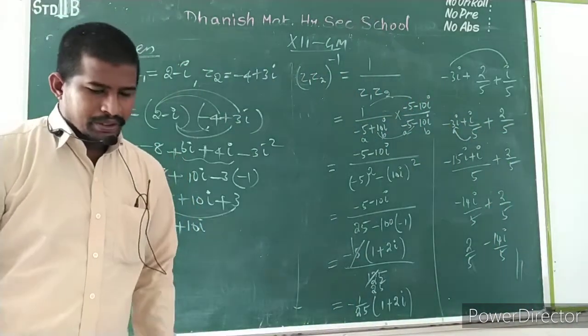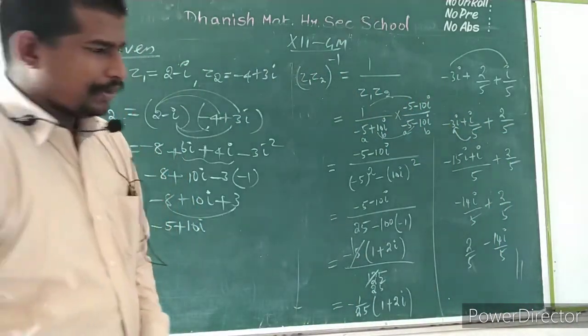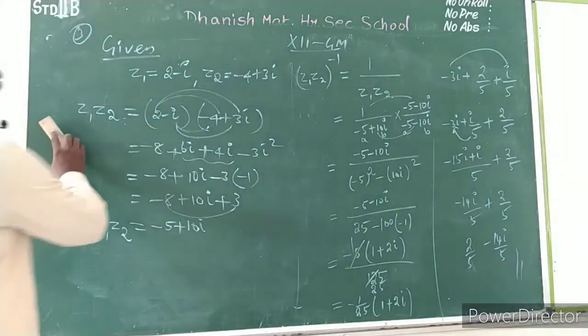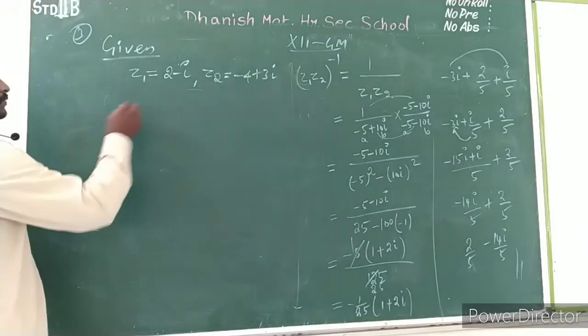The next one, z1 divided by z2. Now we are going to find the inverse of z1 divided by z2.